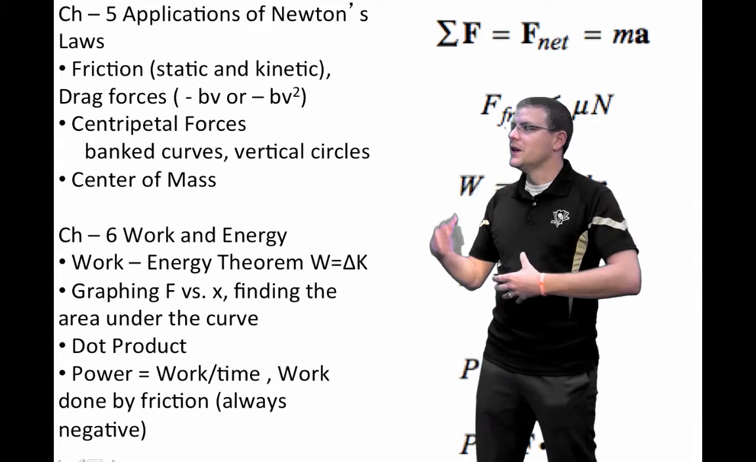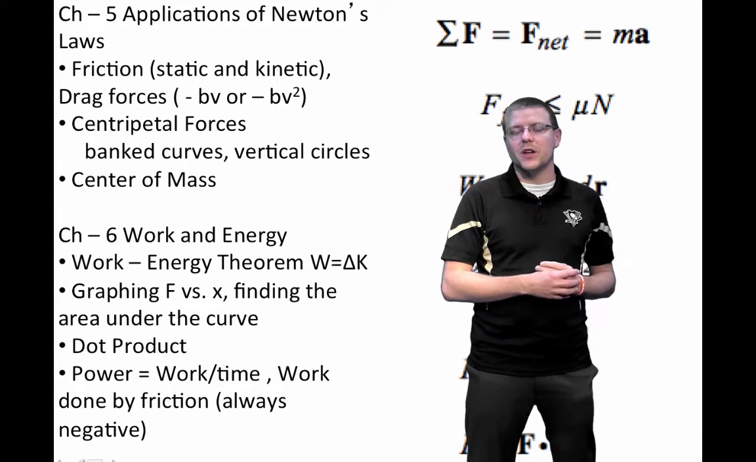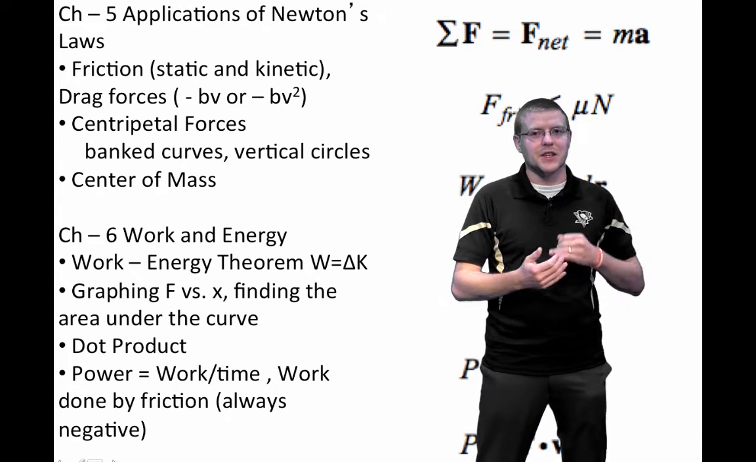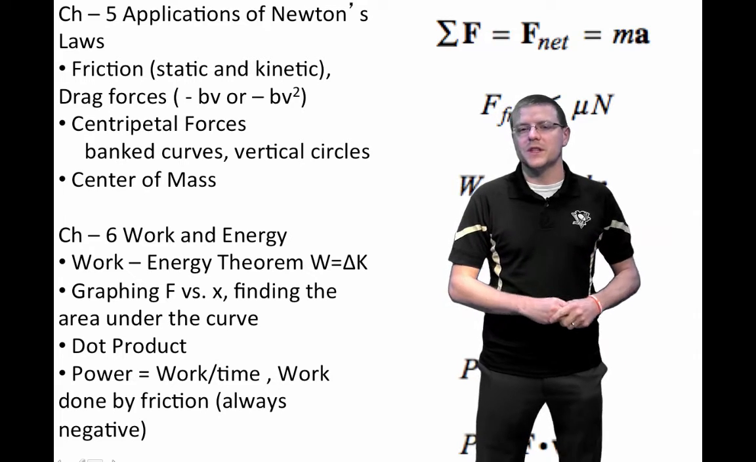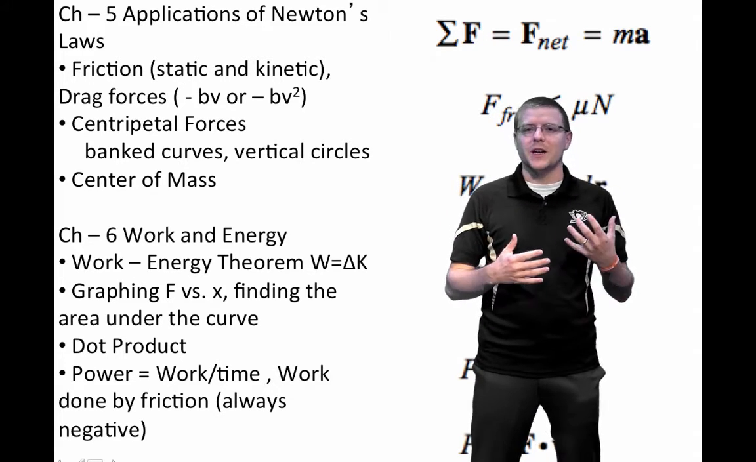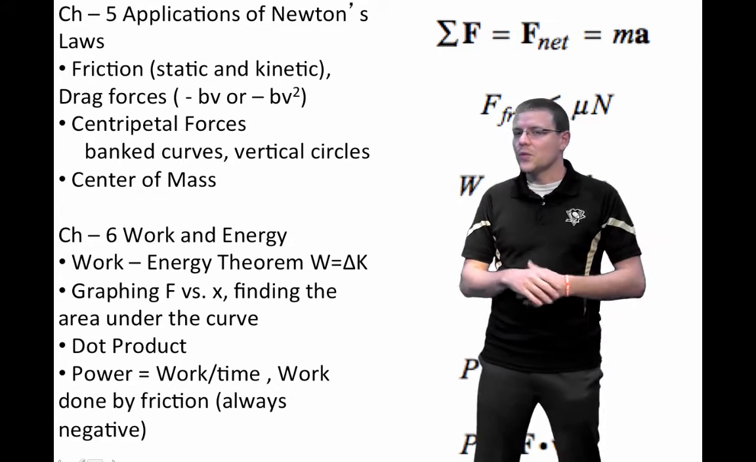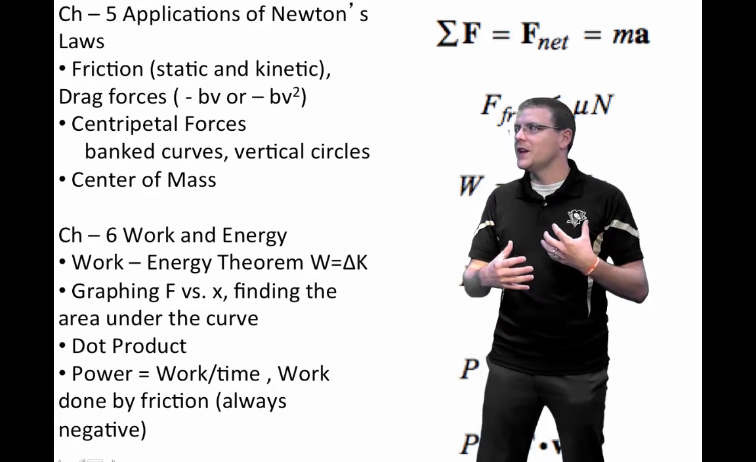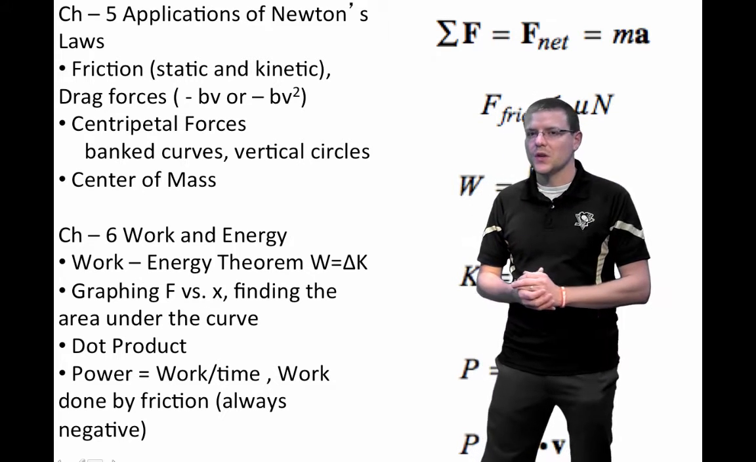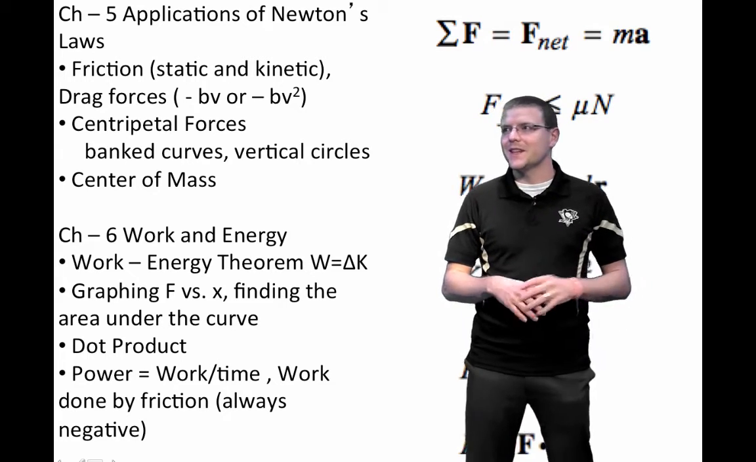in your scenario. Work is also a dot product, so remember the rules for dot product, and i·i, j·j, k·k, those are the only ones that actually work. Power is the work that you do over time, so it's a rate of energy transfer, and work done by friction is always fighting you and trying to decrease your energy of your system. So usually work done by friction is negative.